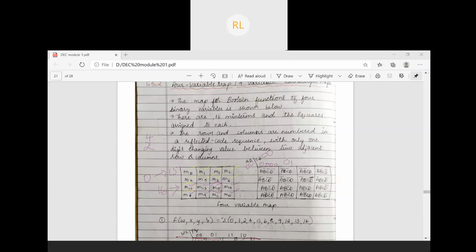Can you all take this as an example? The first one, and I want you to solve it. I will give you 2 to 3 minutes. Take this W, X, Y, Z, and I have 0, 1, 2, 4, 5, 6, 8, 9, 12, 13, 14. Right? So what are we going to do? I'm giving you the oral answer.